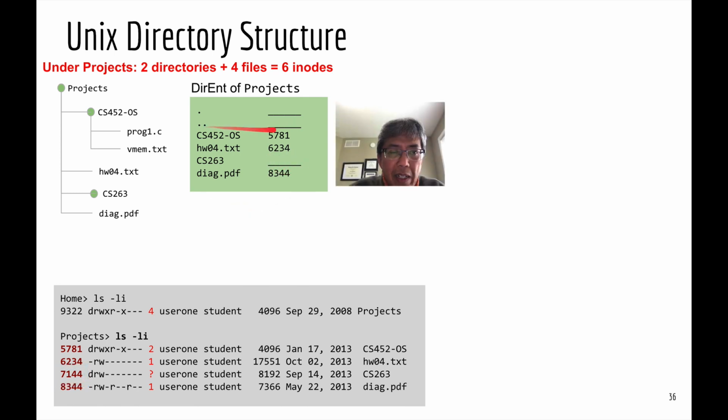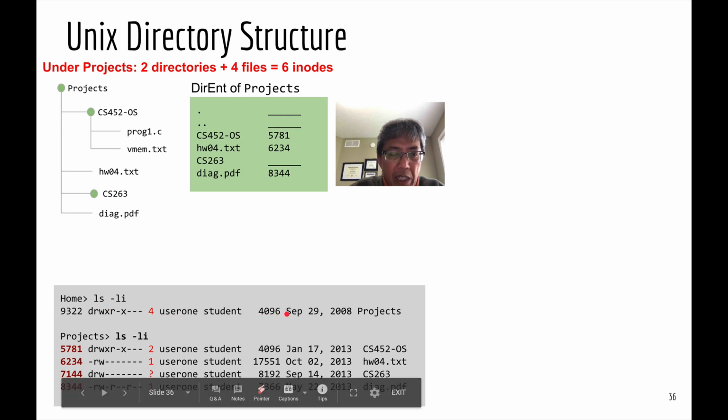So how about the double dot? Well, the double dot here refers to the parent of the projects directory. And in our example, the parent of the projects directory is your home directory, but we don't have any information about the home directory. Anyway, we can fill in the dot entry because dot refers to yourself. From the output of ls down here, we know that the inode for projects is 9322. So that means that number is also 9322.